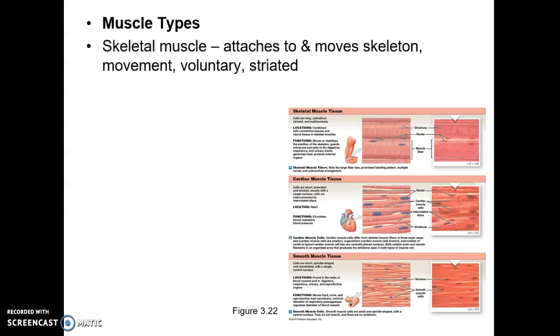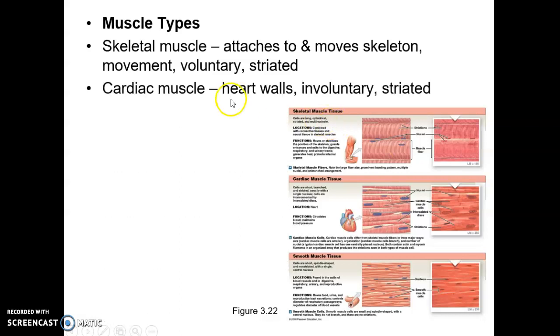So muscle types: skeletal muscle attaches to and moves our skeleton, provides movement through the body, and it's voluntary and striated in the sense that when you look at it on a histological slide, you'll see these little lines, these striations, and we'll talk about why the skeletal muscle is striated.